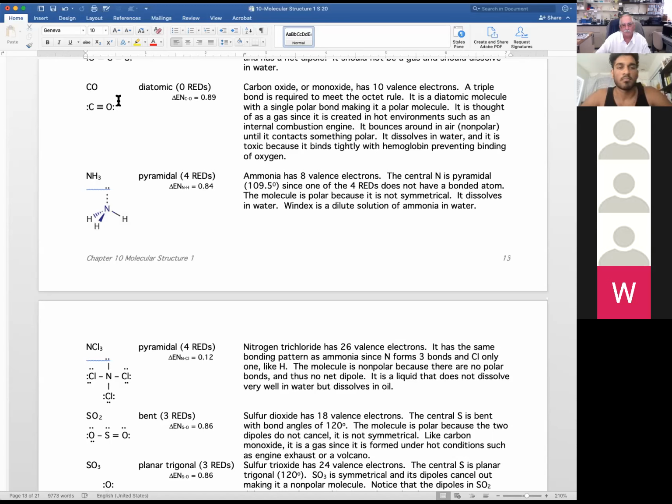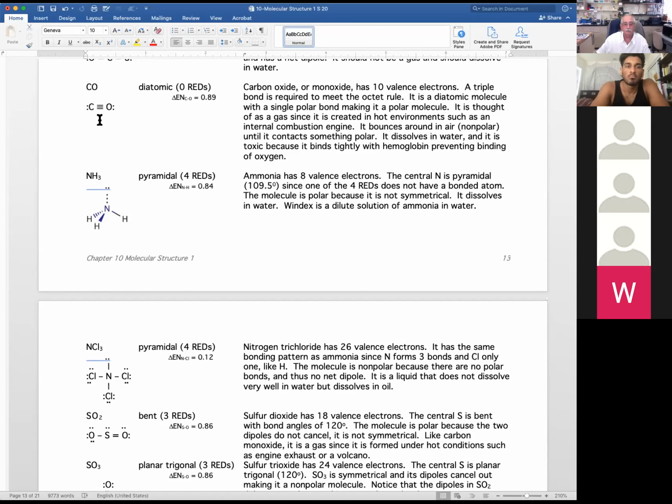So if this is a polar bond, it would be a polar molecule. If it's a nonpolar bond, it would be a nonpolar molecule. So the difference in electronegativity is 0.89. That means that this is a polar molecule. This is a rocket. That means that carbon oxide is a polar molecule.